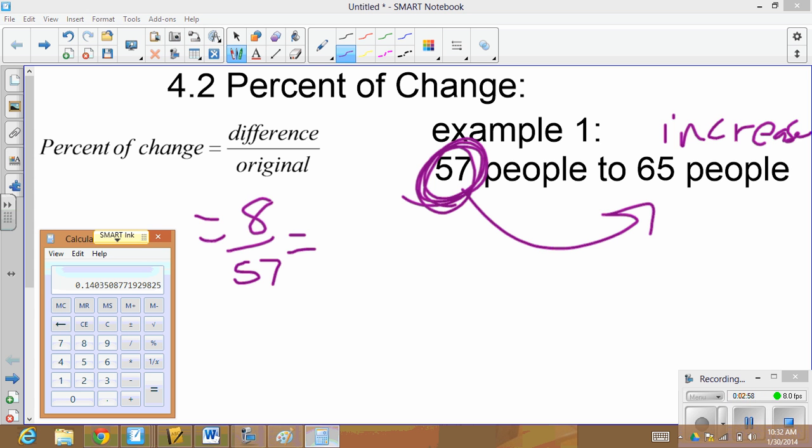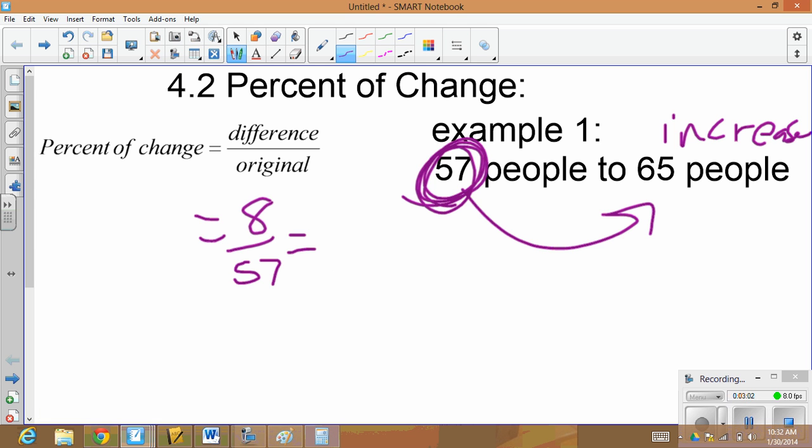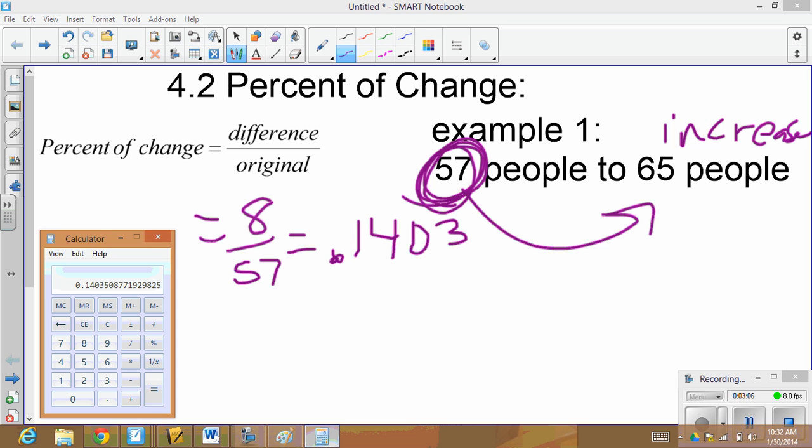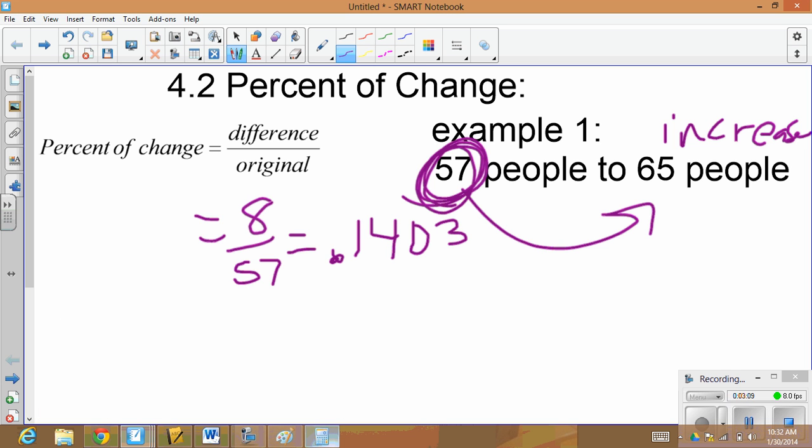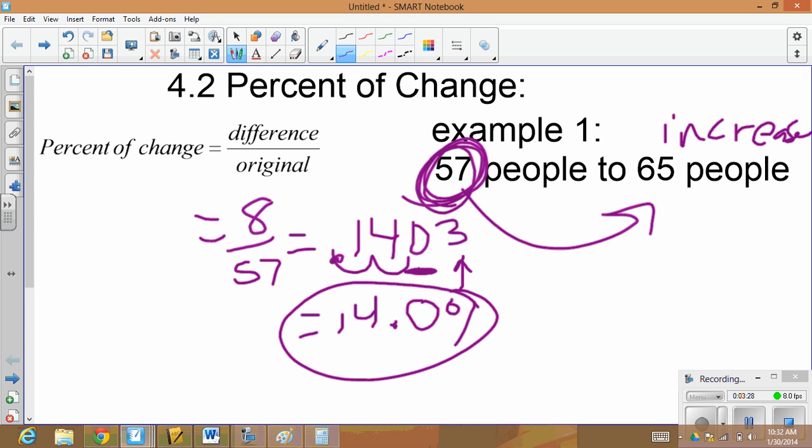You will usually be asked to round to the tenths place. So that means you need to write 4 numbers down. 0.1403. Okay, and if I convert this to a percent, I'm going to move twice to the right. 14 point. Now the question is, do I keep this number a 0 or do I bring it up 1? Since this number is 4 or less, we keep this as a 0. So the answer is 14.0%.